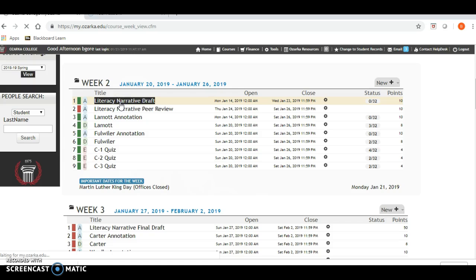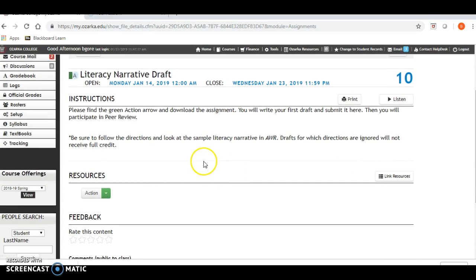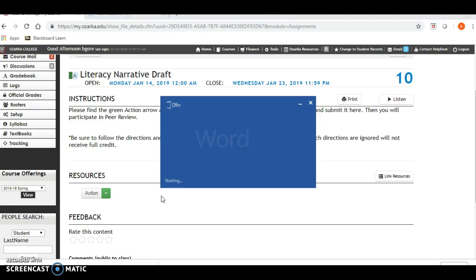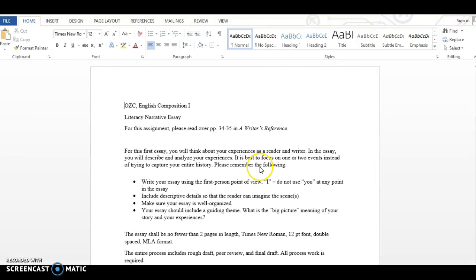So let's look at this literacy narrative draft assignment. It says to download and be sure to follow the directions. Okay, so it's not enough just to put a few words on paper and think that you're done. This is an essay, and your first draft needs to be as good as it can be for the first draft. While that opens, it reminds you to read 34 through 35.